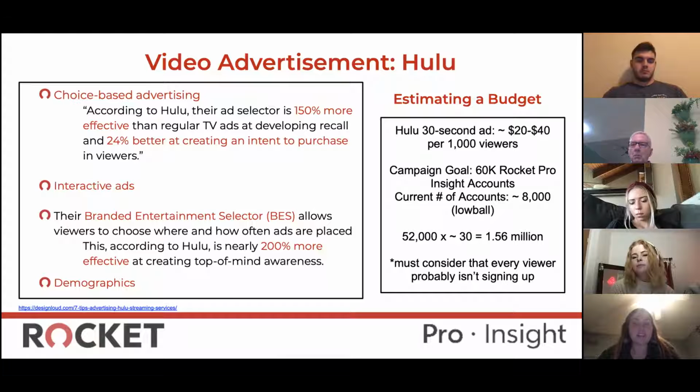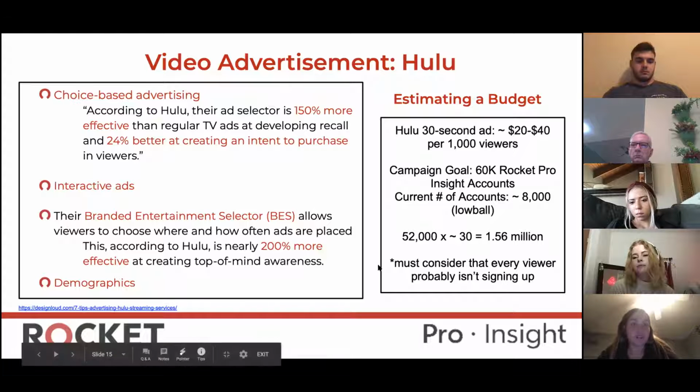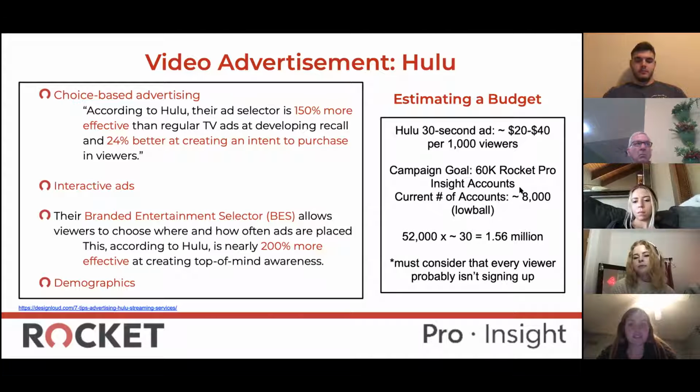And then once you put it out on Hulu, you want to find out your budget for doing this. So Hulu 30-second ads are roughly $20 to $40 per 1,000 viewers. And this campaign's goal is you guys want to have 60,000 Rocket Pro Insight accounts. And last, you guys told us you had about 8,000.